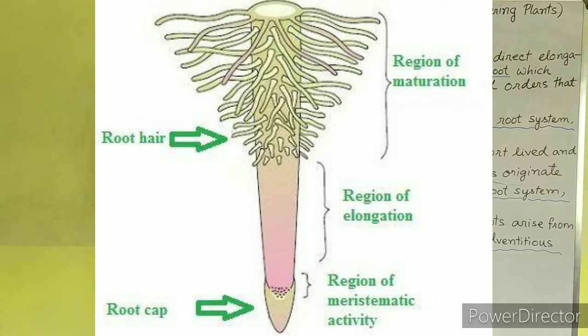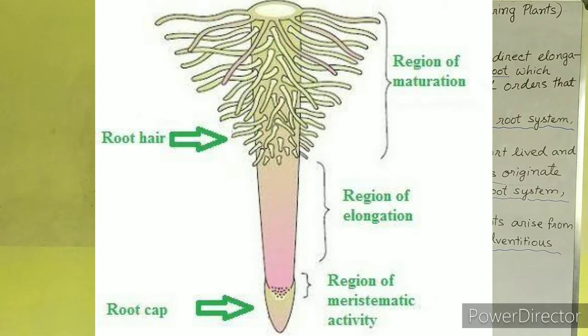Now students, you observe this diagram carefully. This diagram shows the regions of the root tip. I will explain the different regions of the root through this diagram. The root is covered at the apex by a thimble-like structure called the root cap. You can see the labeling as root cap. It protects the tender apex of the root as it makes its way through the soil.